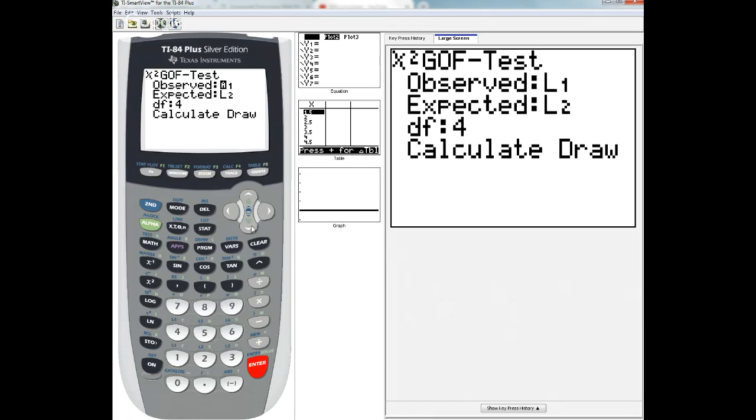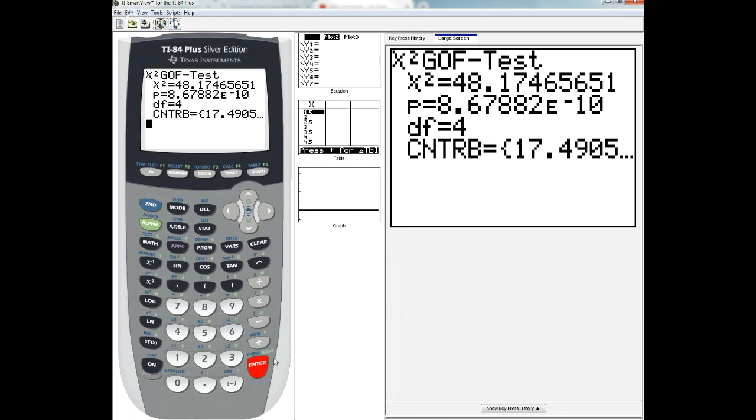And then just double check. Observed is in 1. If it wasn't, you could hit second 1. That would switch whatever is there to list 1. And then second 2 would switch the expected over to 2. Degrees of freedom, that should be 4. Categories minus 1. That all looks good. And then we hit calculate.